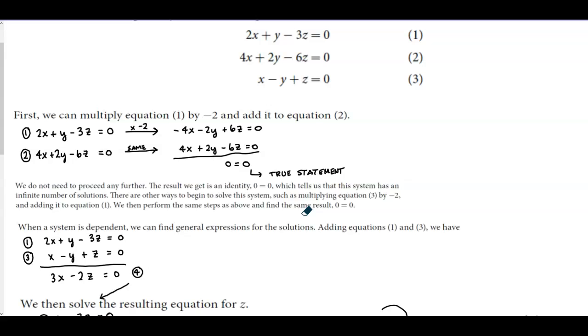There are other ways to begin to solve this system, such as multiplying equation 3 by -2 and adding it to equation 1. We then perform the same steps as above, and we'll find the same result, that 0 is equal to 0.